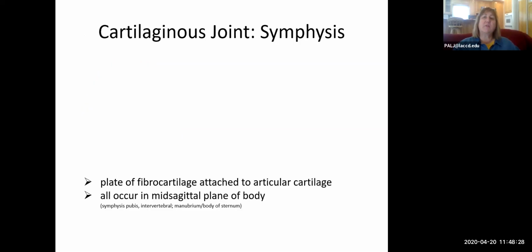So the first type of cartilaginous joints is called a symphysis. Now this word should look familiar. That's right, we already had it before with the symphysis pubis or the pubic symphysis. So what this is, is an extra piece of fibrocartilage. Okay, so all your symphysis joints have an extra piece of fibrocartilage, and they're all in the mid-sagittal plane.